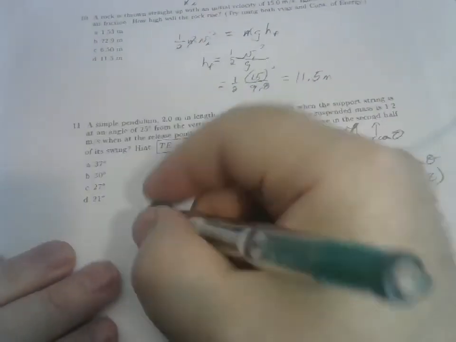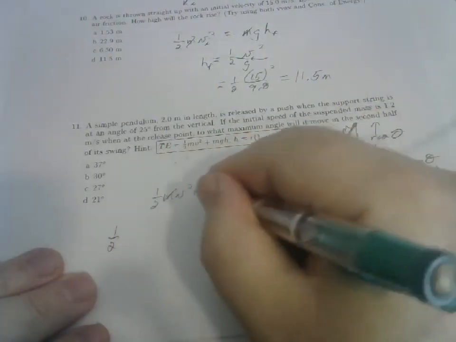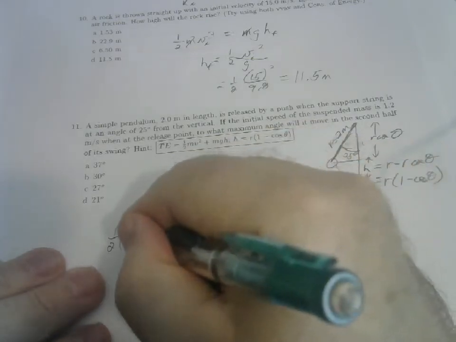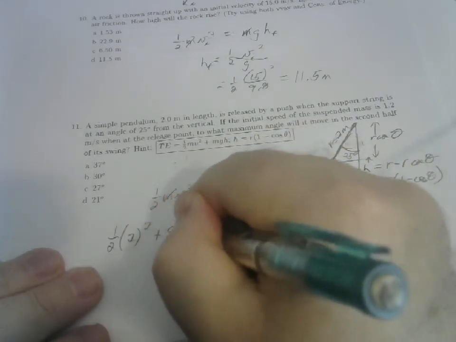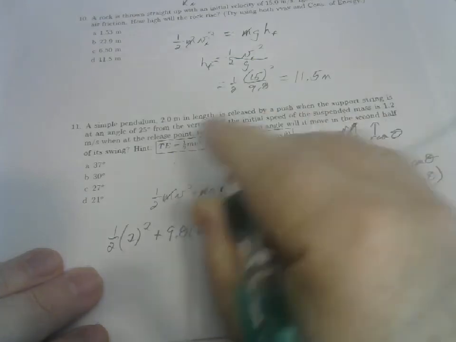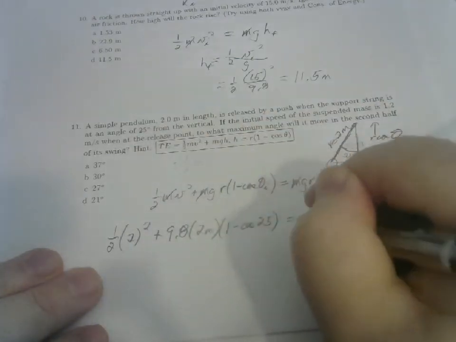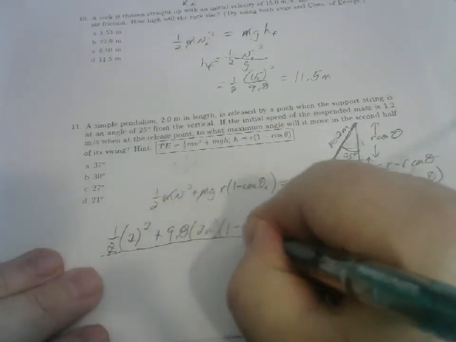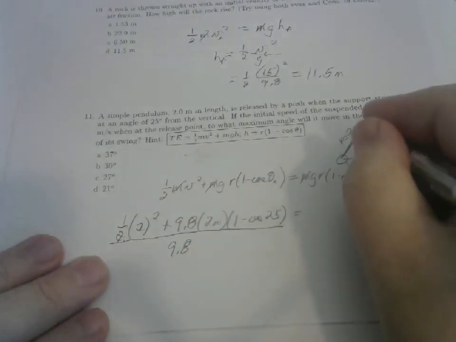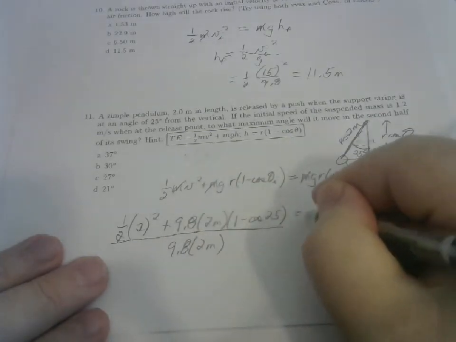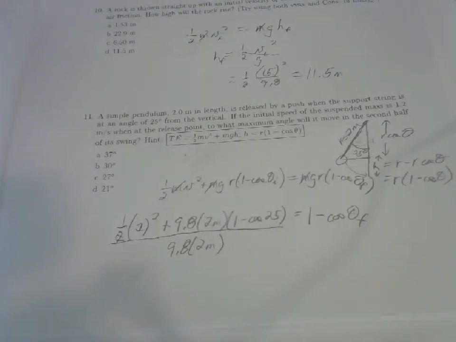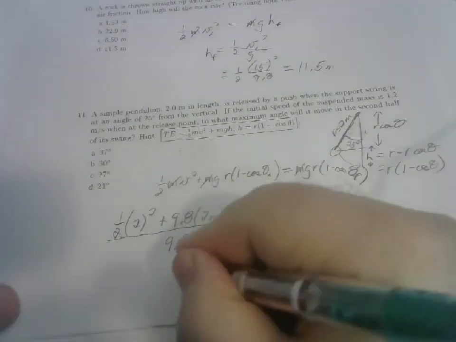Okay, so just plugging in the numbers, we can cancel out all of the m's because there's an m in every term. 1/2 v squared times 2 squared plus 9.8, which is g, times 2 meters times 1 minus cosine of 25 equals gr, I'm going to put that on the bottom over here, 9.8 times our r value of 2 meters, equals 1 minus cosine theta final. So all of this comes out to be 0.